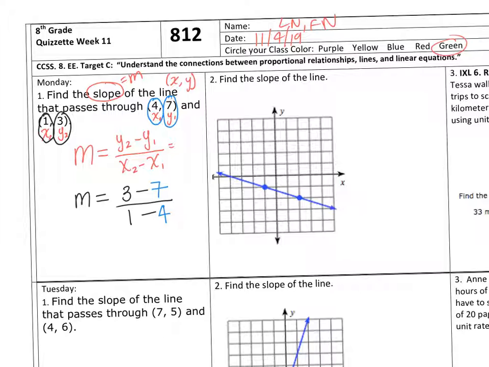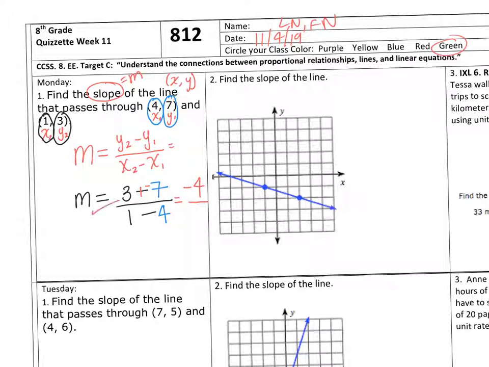So 3 minus 7 is technically, it needs to be changed. Subtraction needs to be changed to addition of the opposite. So instead of 3 minus 7, we have 3 plus negative 7. They have different signs, so you subtract them. Keep the sign of the bigger number. So 7 minus 3 is 4. The bigger sign is negative, so that's why it's negative 4.